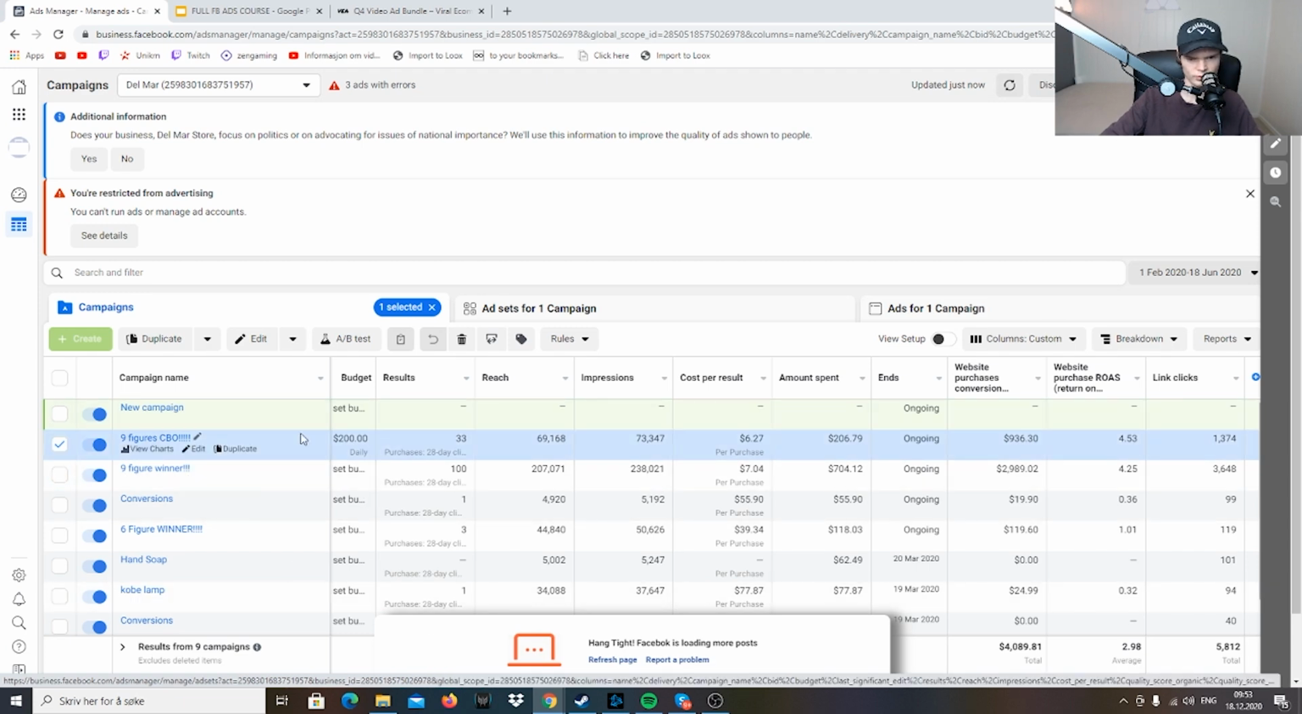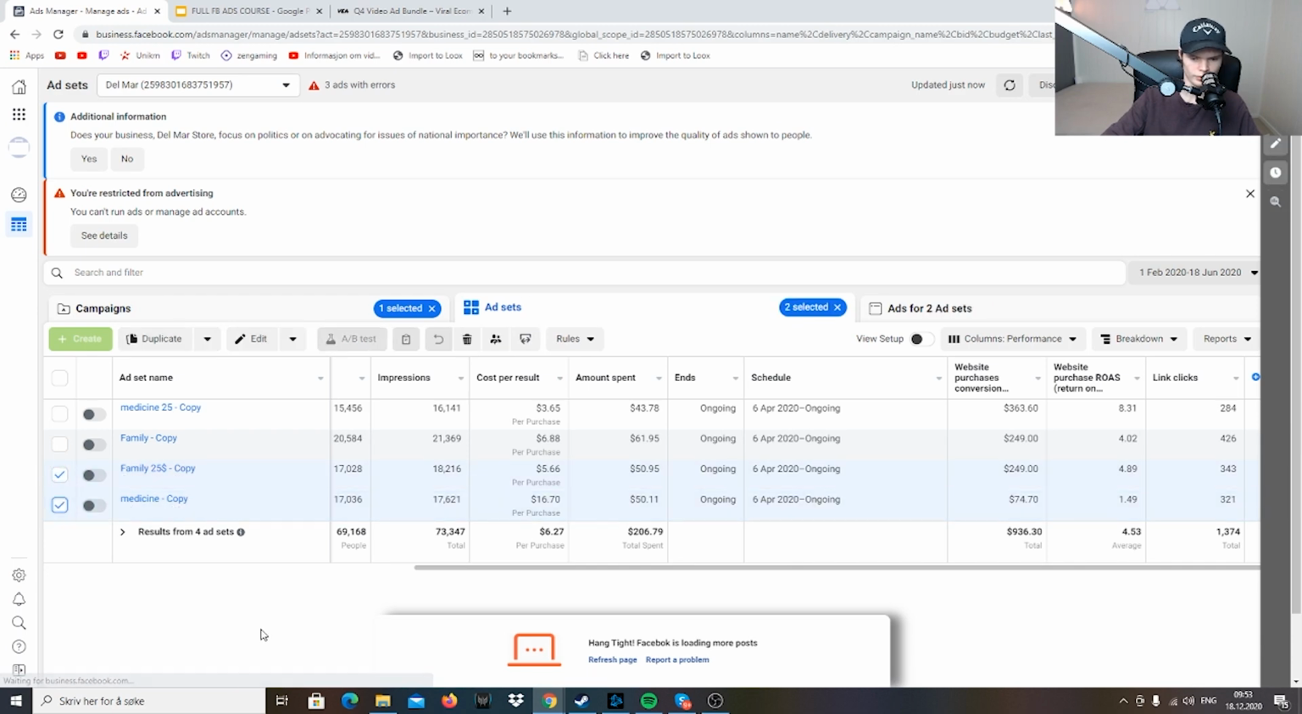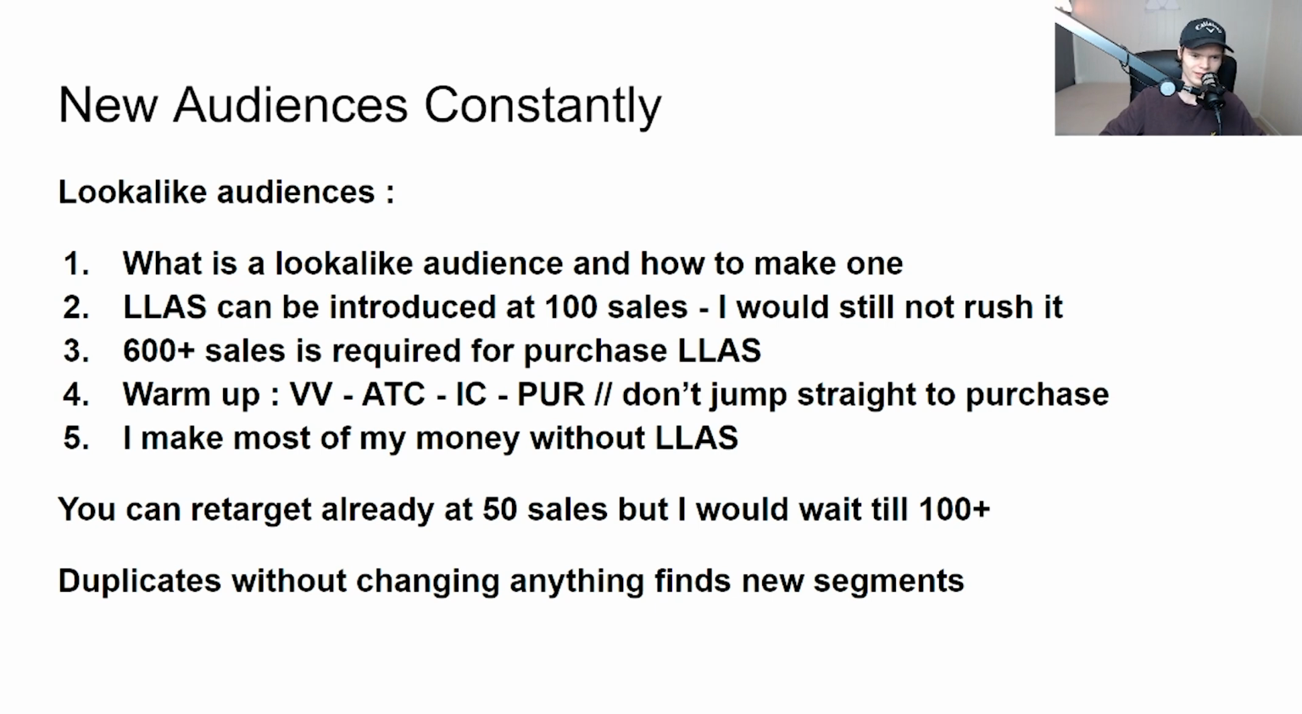You see the budget right here, $200 a day. Duplicate and double, or just make a new CBO when you shut off these 2, for example, the 2 worst ones. And then that's also double the budget. Really simple. New audiences constantly.